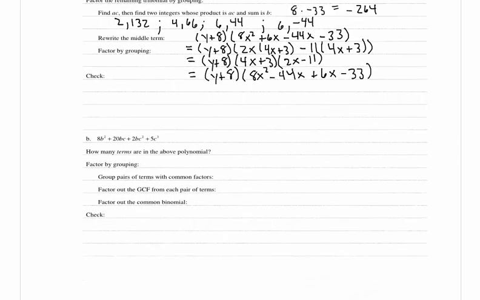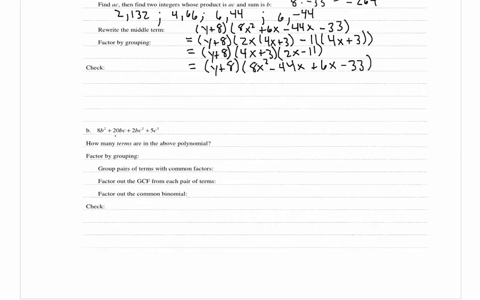In B, we have 8b squared plus 20bc plus 2bc squared plus 5c cubed, and it asks how many terms are in the above polynomial. And we have 4 terms. And now we want to factor by grouping. And it says group pairs of terms with common factors. And it's already written in the correct order, so I'm going to rewrite it. We have 8b squared plus 20bc plus 2bc squared plus 5c cubed.